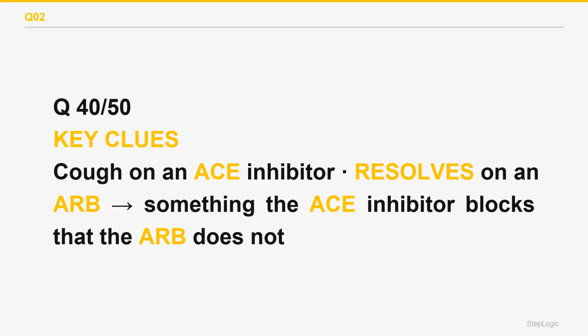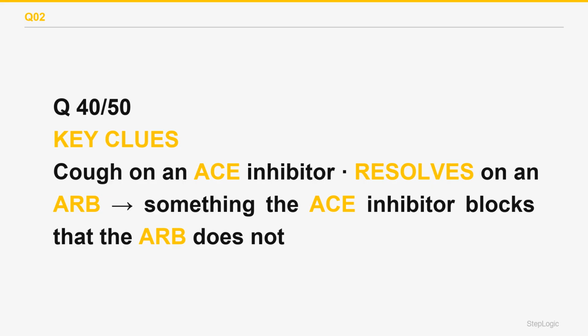Angiotensin converting enzyme performs two jobs. It converts angiotensin I to angiotensin II, and it degrades bradykinin. Inhibiting it therefore lowers angiotensin II, the therapeutic effect, while simultaneously allowing bradykinin and substance P to accumulate, and that accumulation irritates airway sensory nerves, producing the characteristic dry cough.